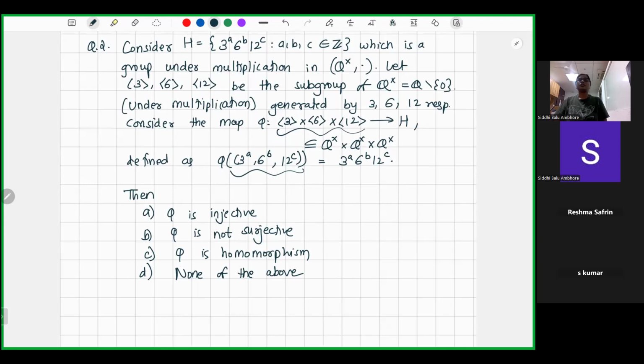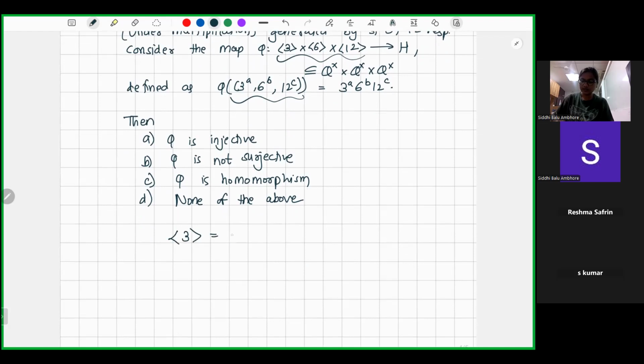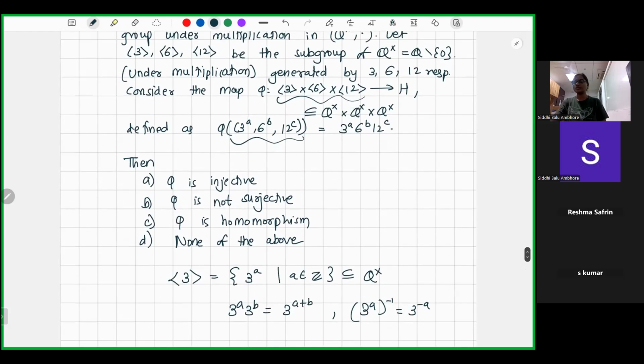Group under multiplication. So I hope you all know what this means. This is just 3 power a such that a belongs to Z, and this is a subgroup of Q star, because 3 power a into 3 power b is 3 power a plus b, and 3 power minus a is the inverse of 3 power a. Okay, or let me write this: 3 power a inverse is 3 power minus a. The powers are in Z. Similarly for 6 and 12. So these are subgroups of Q star under multiplication.